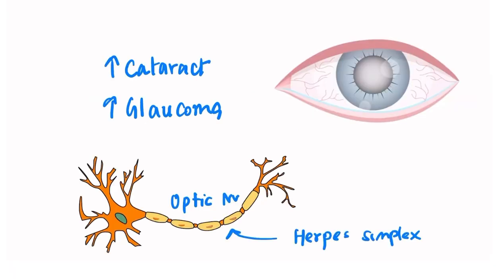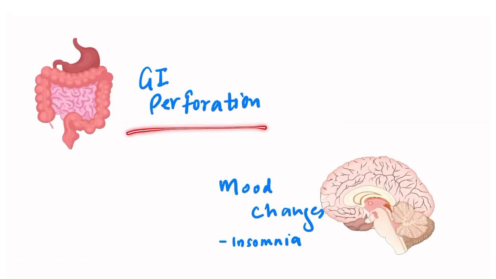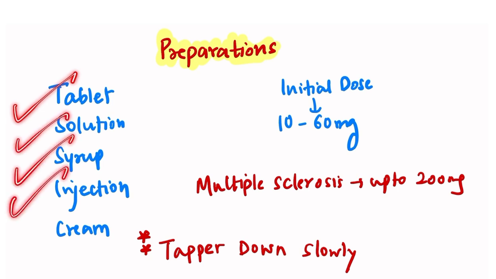Other risks associated with prednisolone are that it increases the risk of cataract and glaucoma, and also it can cause herpes simplex, as we have already seen, which can damage the optic nerve. Prednisolone can also cause GI perforation and also mood changes, for example insomnia. Prednisolone is available in certain preparations like tablet, solution, syrup, injection and cream.